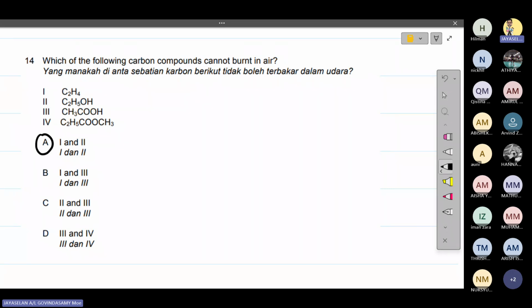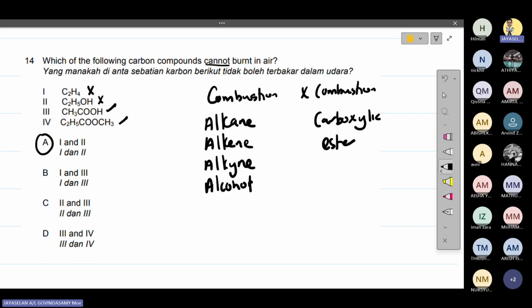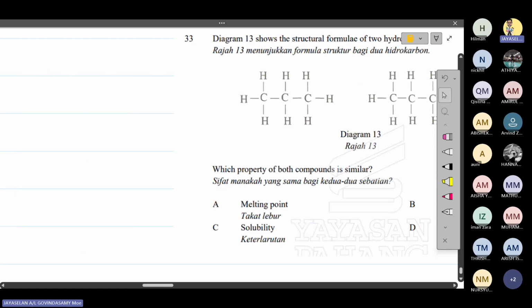Okay, we check the answer. Which compound cannot burn in the air? This is combustion, right? Which one can undergo combustion? Alkane, alkene, alkyne, and alcohol. Which one cannot undergo combustion? So please remember the ones that cannot undergo combustion are carboxylic acid and ester. This is carboxylic acid, this is ester, this is alcohol can, this is ethene can. So the answer is 3 and 4. Okay, you must memorize. Okay, we go for our last question, then we wrap up the session.